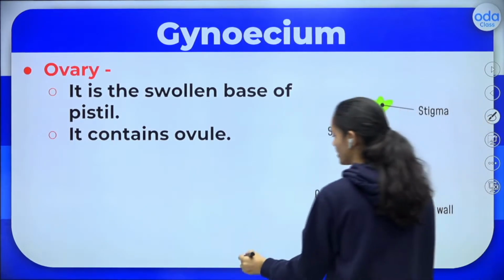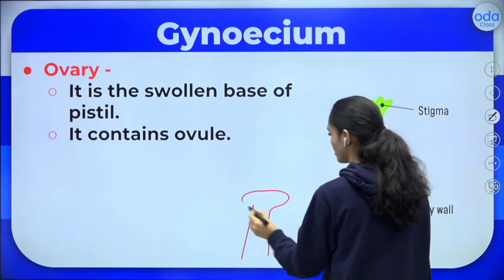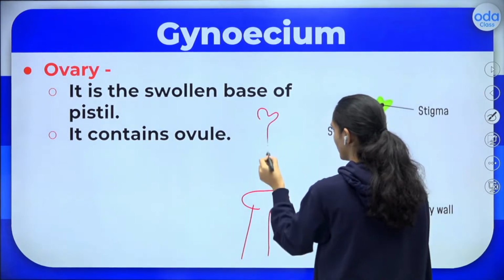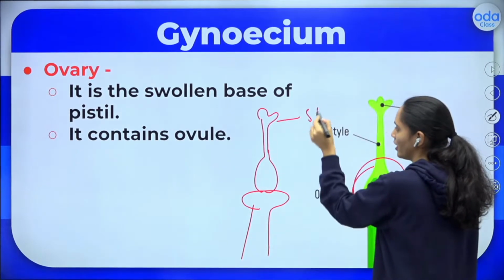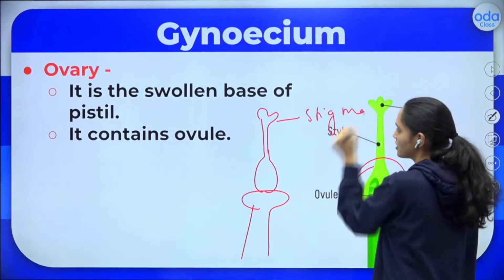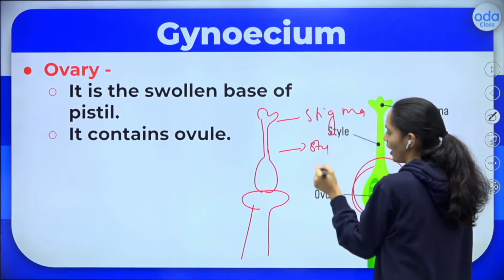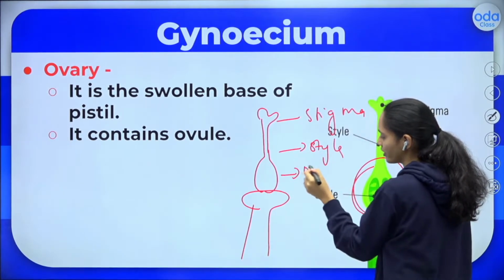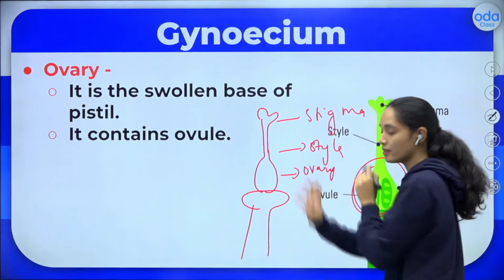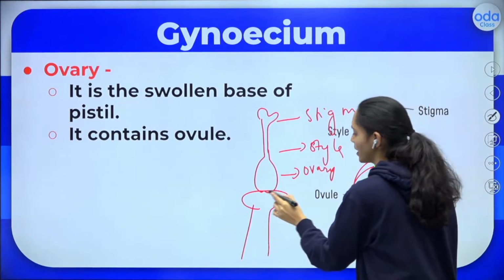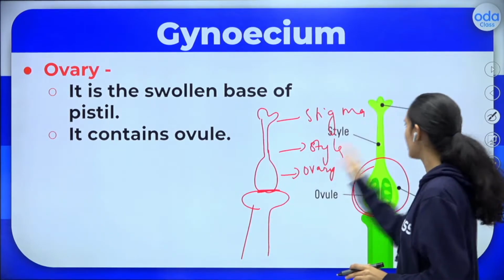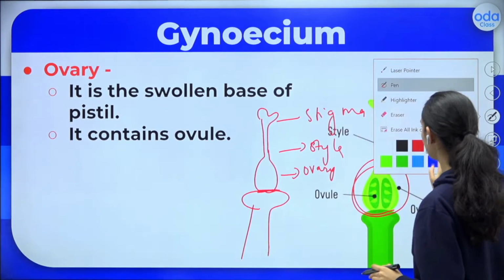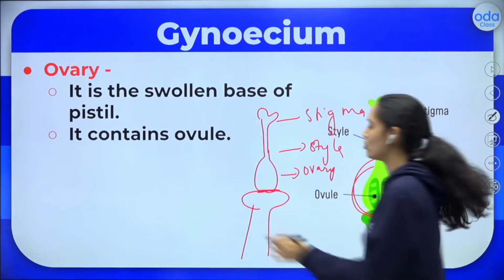So this is your stigma, and this is your style, and this is your ovary. So it's a swollen part. That is the swollen base of the pistil. So basically, you will find that inside the ovary there are ovules.